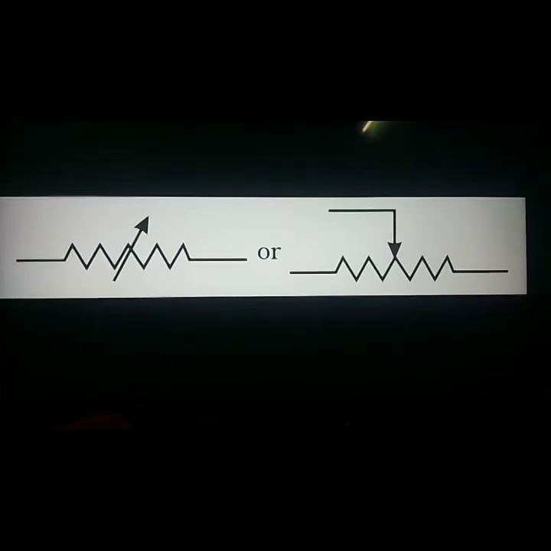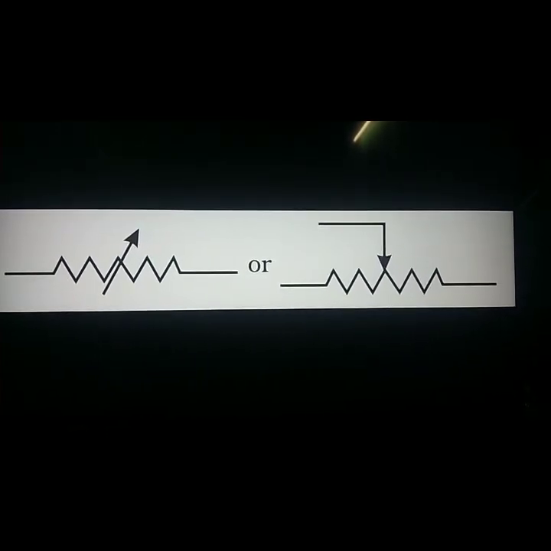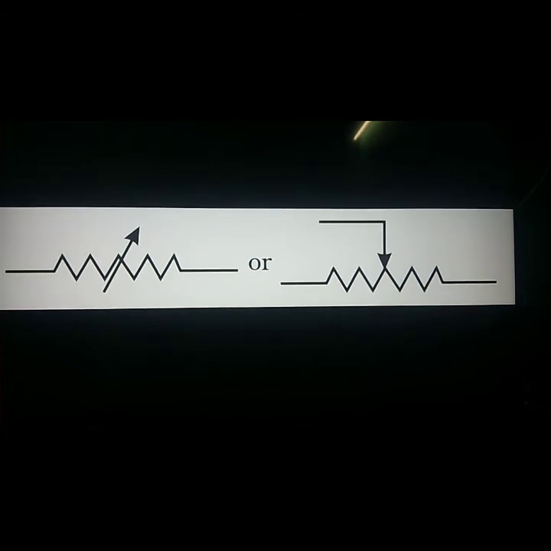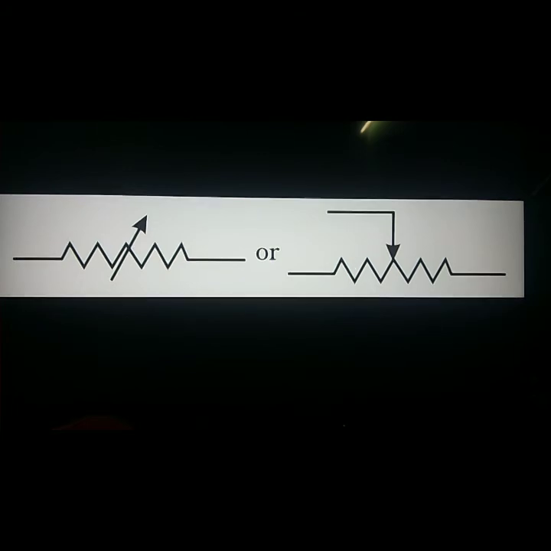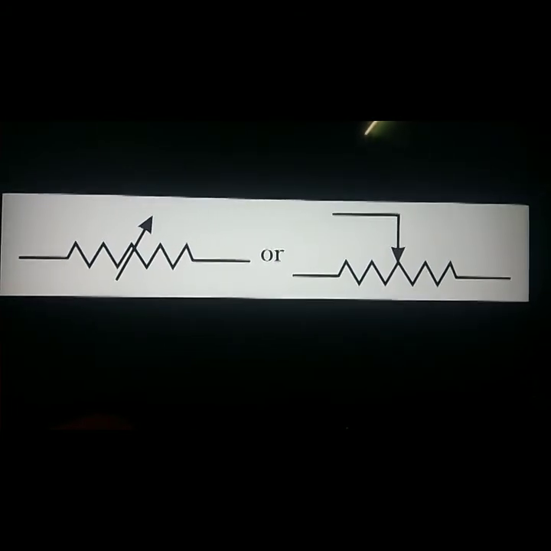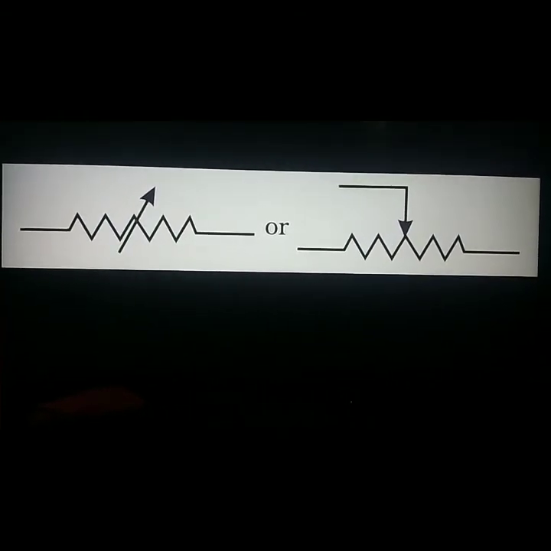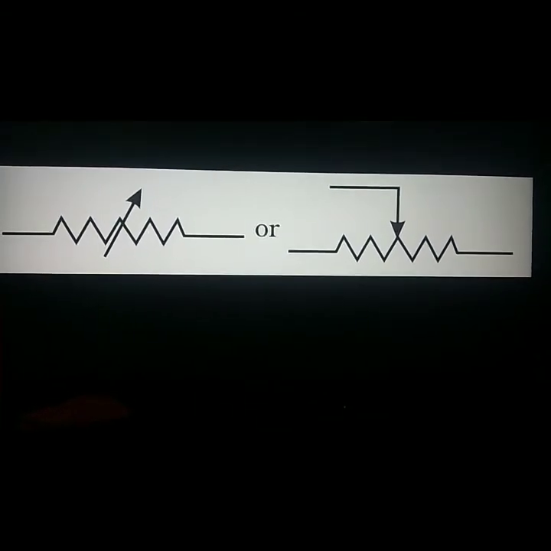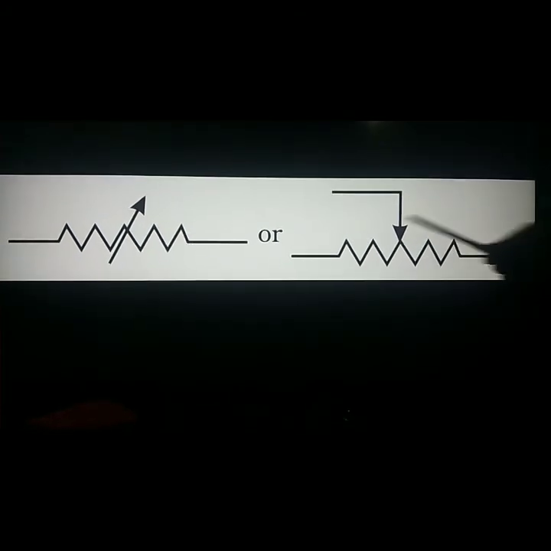See the variable resistance or rheostat. In a rheostat we have a fixed point and a variable point. The first point is fixed and another point is variable. That means if it is fixed here, the variable starts from here and goes to that side. If it is fixed on that side, then the variable can go from that side to this side. That's why we call it a variable resistor or rheostat. This is the symbol of variation, that means variable from here to here or here to here.